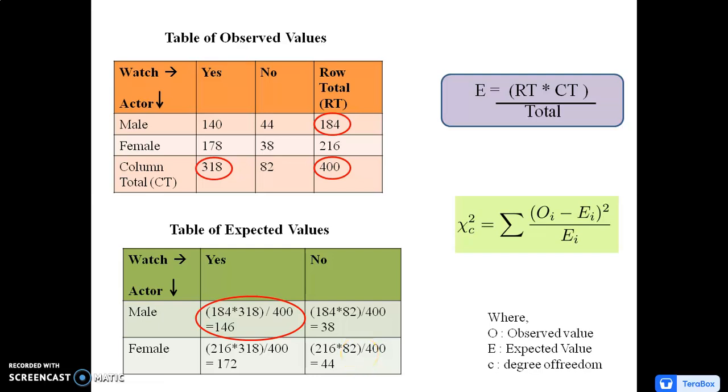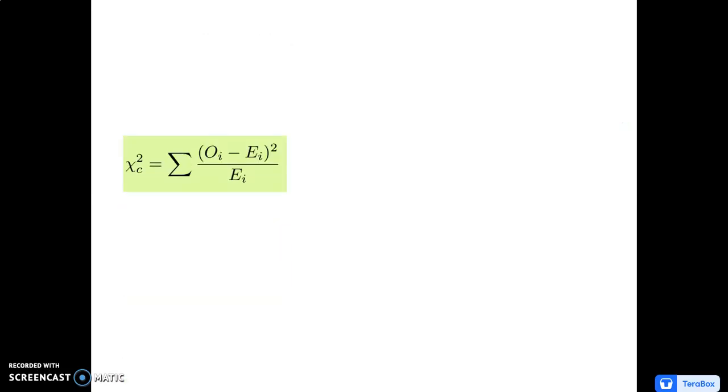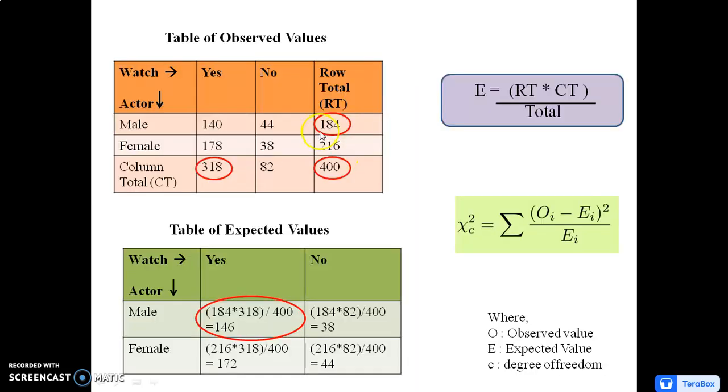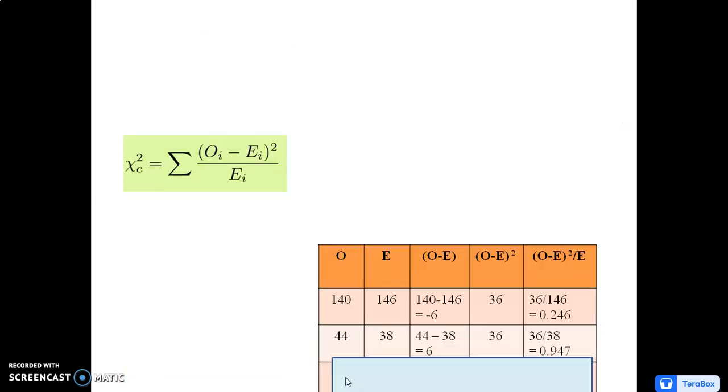Now, once we have got this, we have this formula to calculate, that is observed values minus expected values, the whole square, upon the expected value. Now put everything into this table. So we have these observed values which we had in the earlier slide. This is 140, 44, 170, 38, and its corresponding expected values are 146, 38, 172 and 44. We have just tabulated it over here.